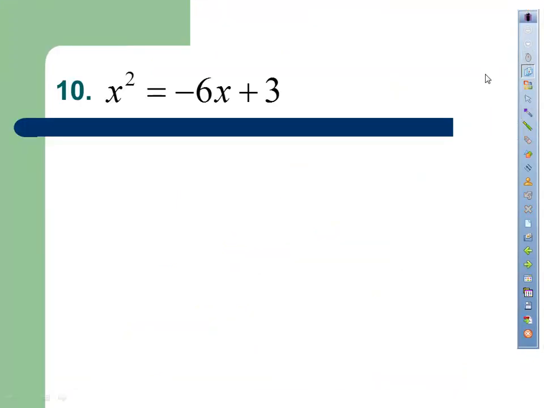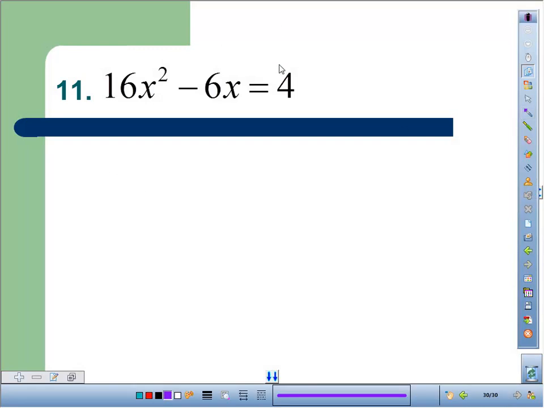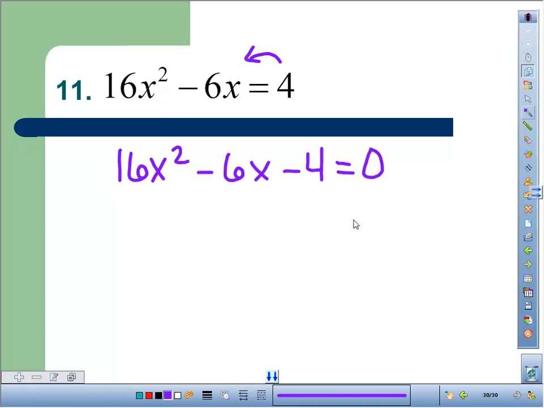I'm going to walk you through number 11, then you're going to do number 12 on your own. Number 11, we're going to subtract the 4. 16x squared minus 6x minus 4 equals 0.